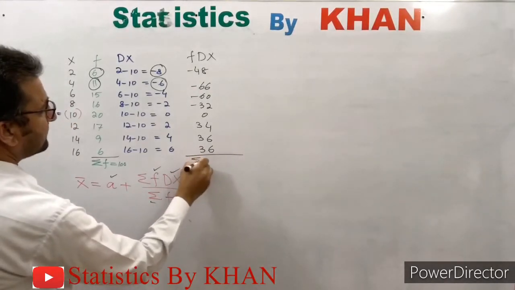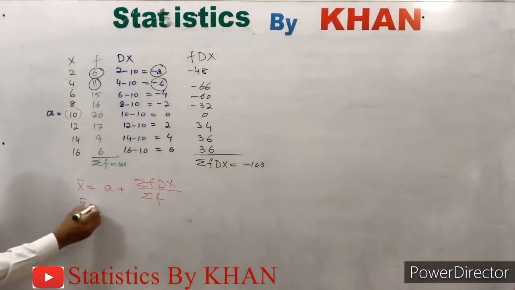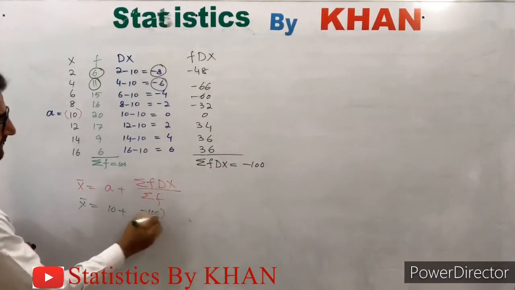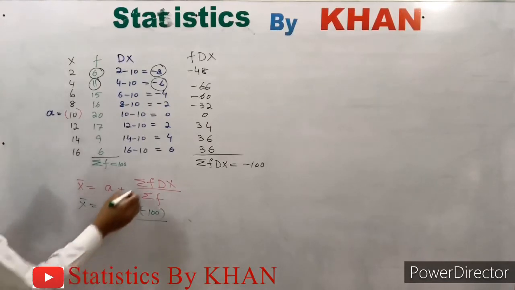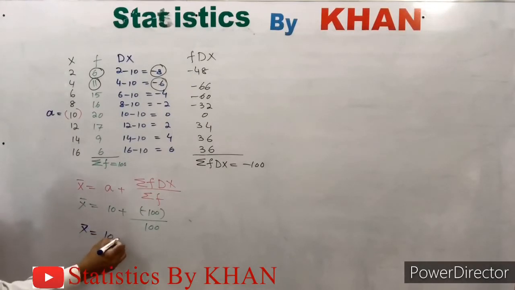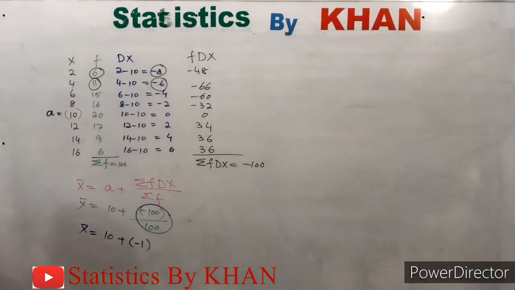If you add these, this gives minus 100. Now putting these values in the formula, x bar is equal to A, which is 10, plus minus 100, and summation f also equals 100. Further simplifying, it will be 10 plus minus 1, and finally it gives x bar as 9, which is equal to the one computed by the direct method. So this is another way of computing the arithmetic mean from discrete group data or a discrete frequency distribution.